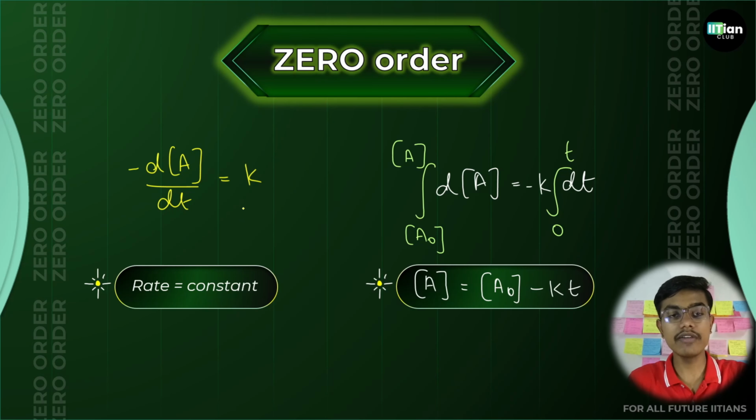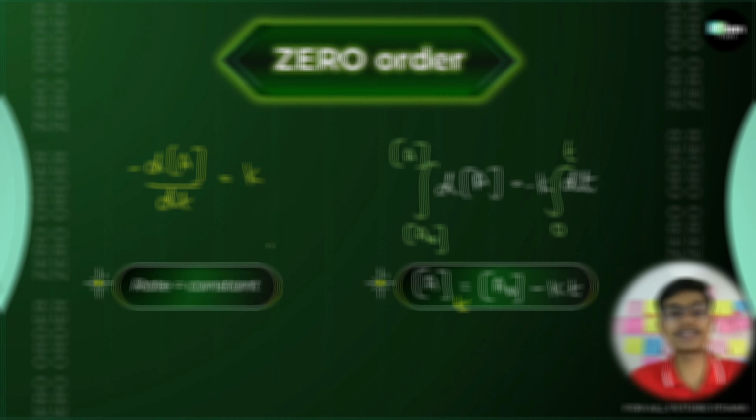Now, we'll be getting the final result as concentration of A at any time t is equal to concentration of A at time equal to 0, that is initial concentration, minus kt. This is just when we integrate this rate expression, we will be finally landing on the expression for concentration. I hope you got this.